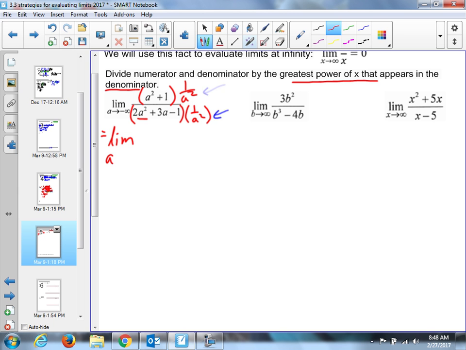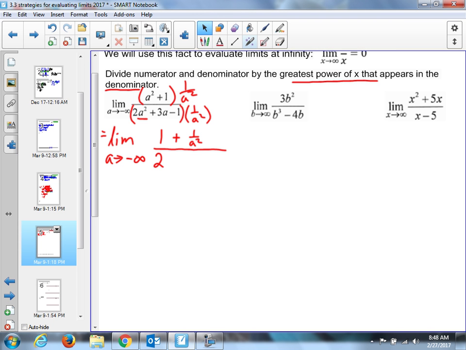Limit of a approaching negative infinity, but same thing, we're looking for 1 overs. Well, on the numerator, a squared times 1 over a squared is 1, plus 1 over a squared. On the denominator, 2 a squared times 1 over a squared is the number 2, plus 3 over a times 1 over a squared is 3 over a, minus 1 times 1 over a squared, so minus 1 over a squared. Now we wanted to get something like this because that's something I can deal with.